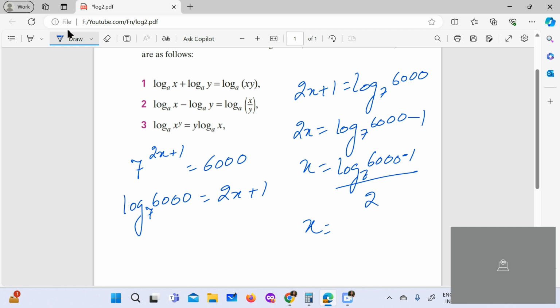And then did you divide it by 2? Okay, what is log base 7 of 6000? Log base 7 of 6000 minus 1, right? 1.73, that's it? Okay, so your answer is 1.73. Is this clear? Okay, now we will see one more question.